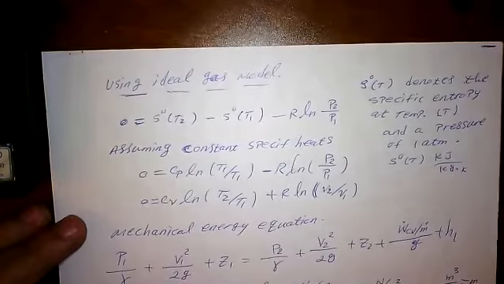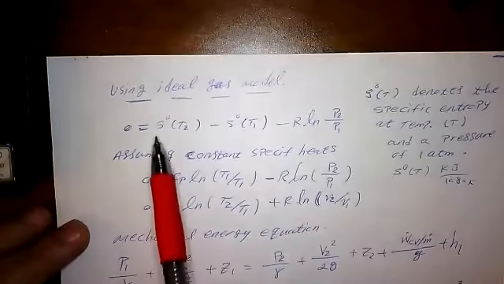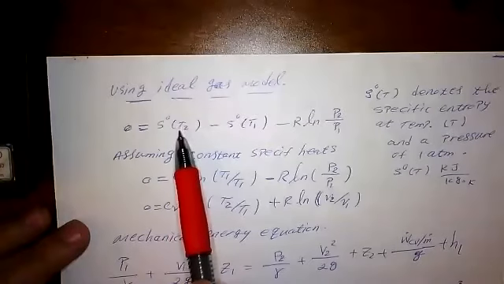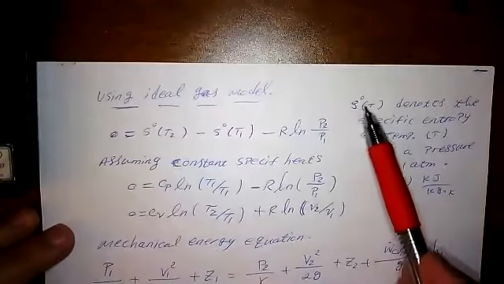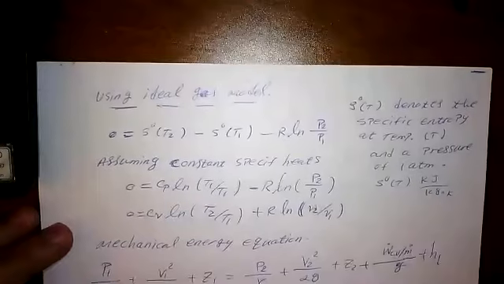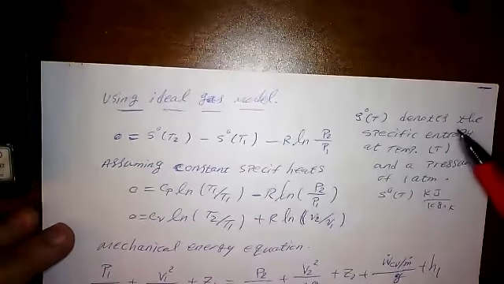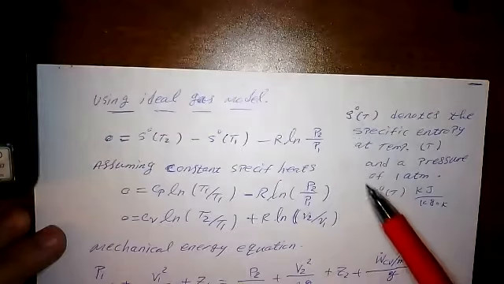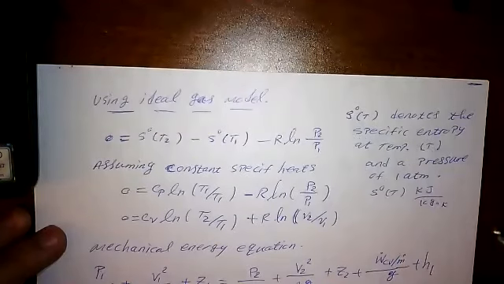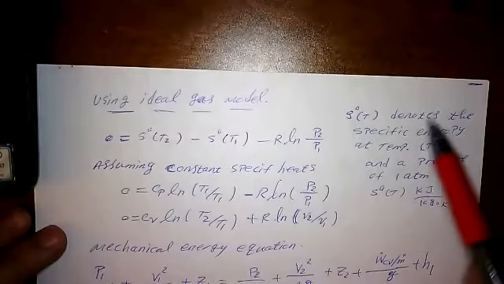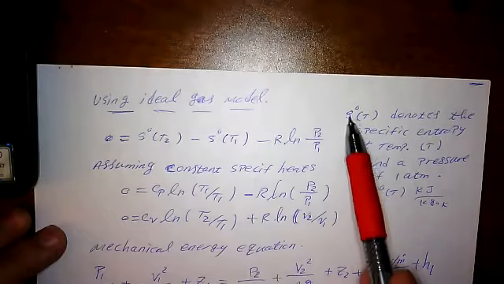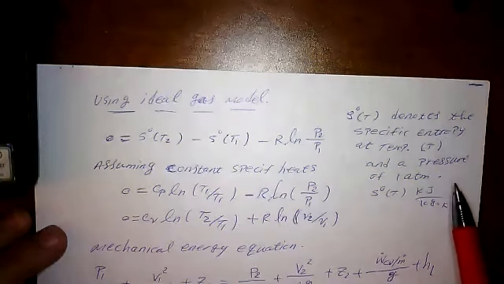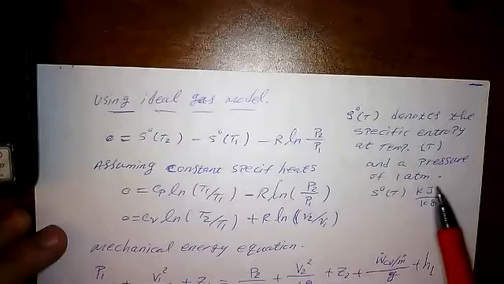When you go to a table, there you will see s-naught, S with a circle on top, which is a function of temperature. It denotes the specific entropy at temperature T and a pressure of 1 atmosphere. That's the condition for this entropy: a function of temperature at a pressure of 1 atmosphere.